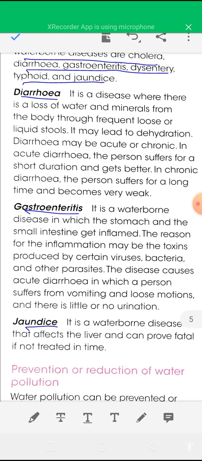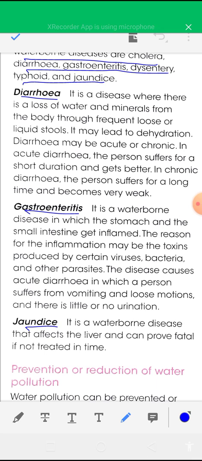It is a disease where there is a loss of water and minerals from the body through frequent loose or liquid stool, and it may lead to dehydration. Diarrhea may be acute or chronic. In acute diarrhea, the person suffers for a short duration and gets better. In chronic diarrhea, the person suffers for a long time and becomes very weak.